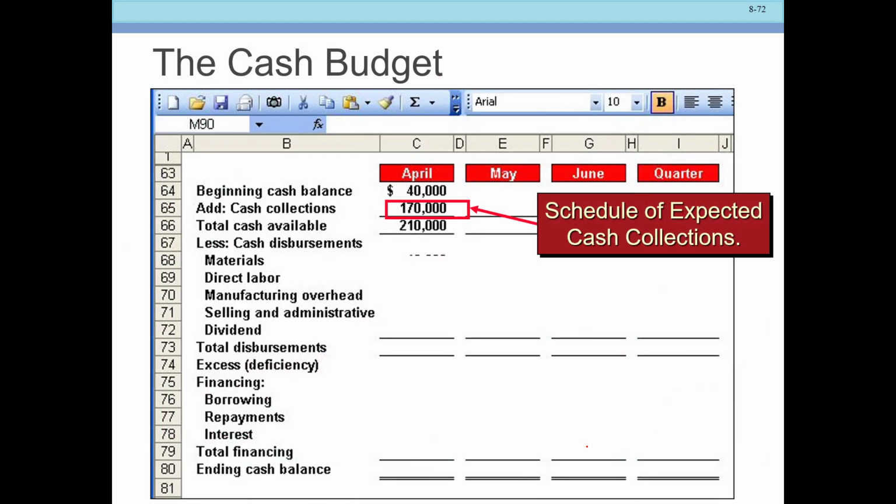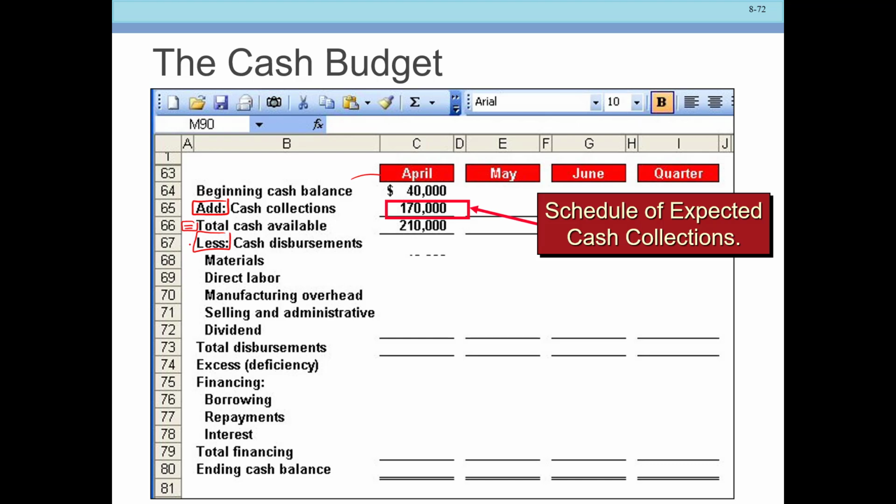Okay, let's go. I will start here with the beginning cash balance. We have 40,000 from March. And then I'm going to add the cash collection. From where should I get it? From the schedule of expected cash collection, the second budget that we did. Equal to, this is the total cash available that we have.